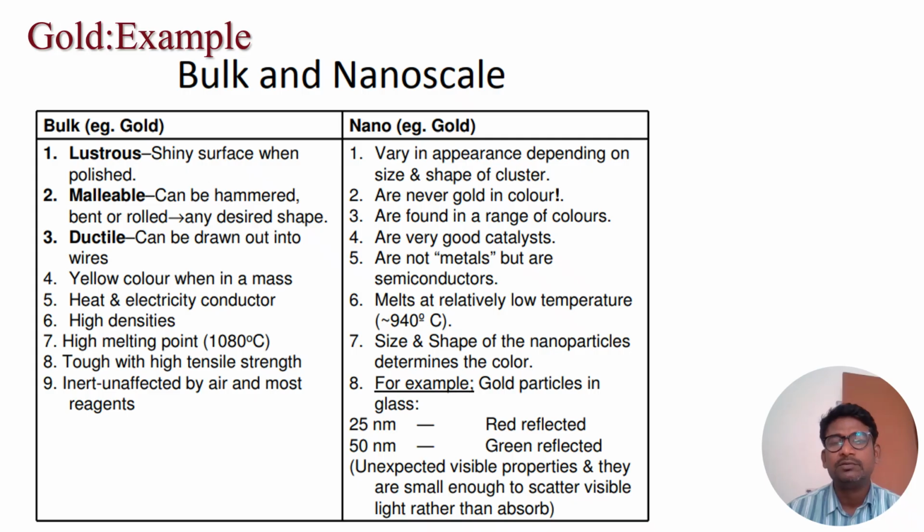And they are very good catalysts, as we all know. And very interesting to note, they are not metals but semiconductors. Here you can just look at the melting point. The bulk gold melts at 1080 degrees Celsius, whereas the nano gold melts at a relatively low temperature, which starts from 940 degrees Celsius. Not limited to this, when you reduce the size further, the melting point also goes down. So there is no constant melting point for nano gold.